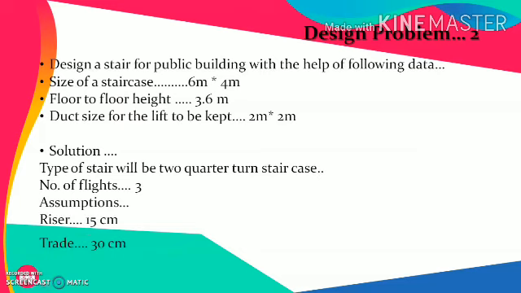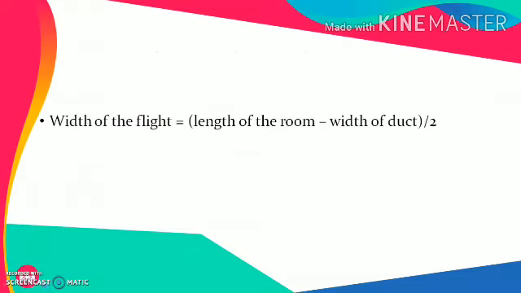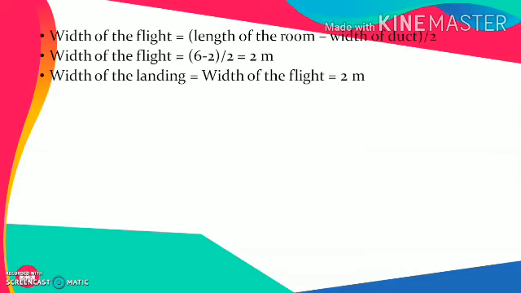So we will assume the riser as 15 centimeter and tread as 30 centimeter. So it will be something like this, in which at the central place we will keep the duct and stair will go around the duct provided for the lift. So width of the flight will be length of the room minus width of the duct upon 2. So it will be 6 minus 2 upon 2, which equals 2 meter and is acceptable. Width of landing generally is kept as width of the flight, and so it will be 2 meter. So generally the size of landing will be 2 by 2 meter.